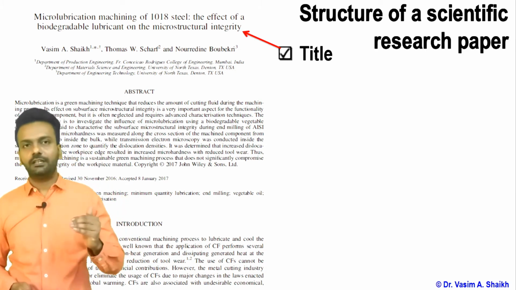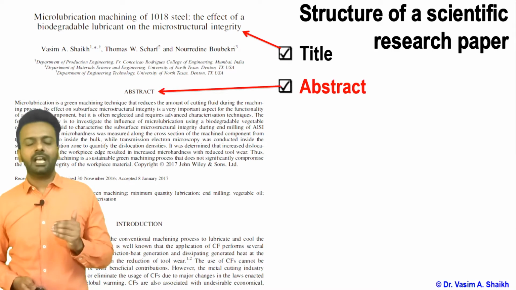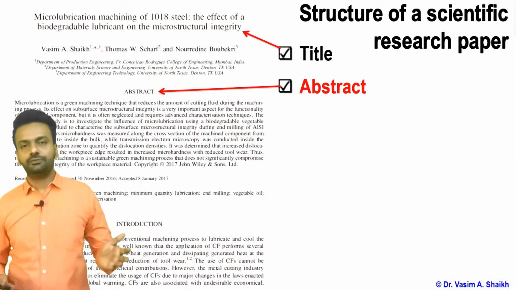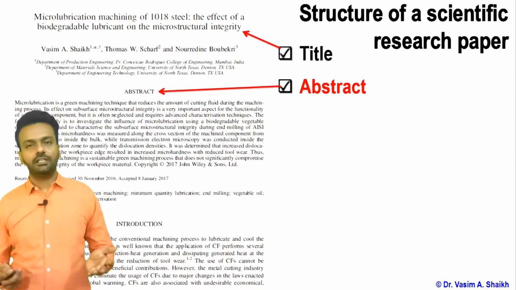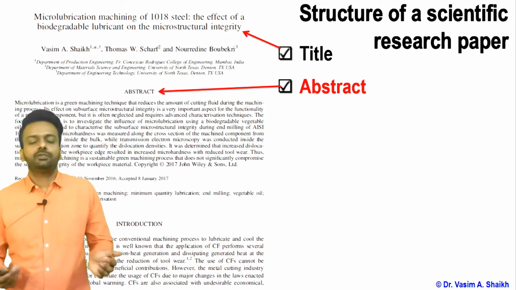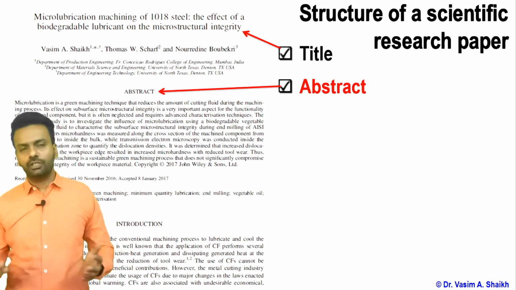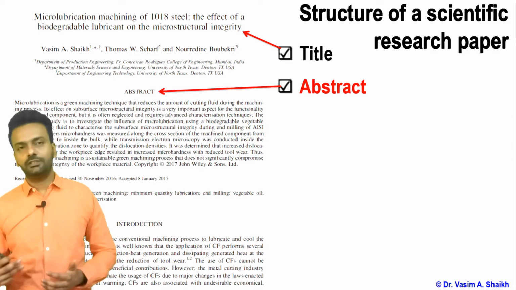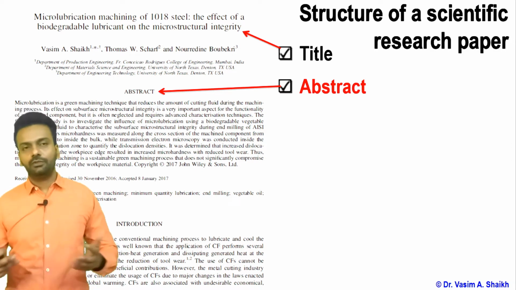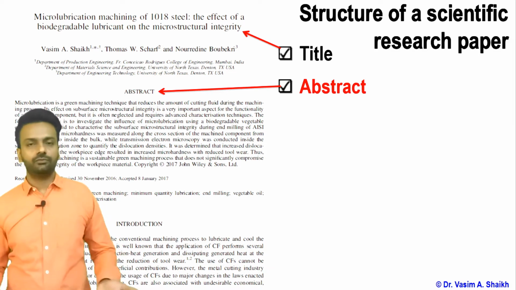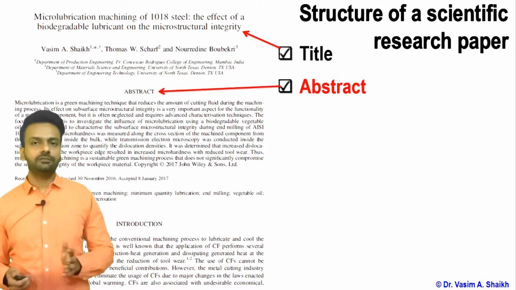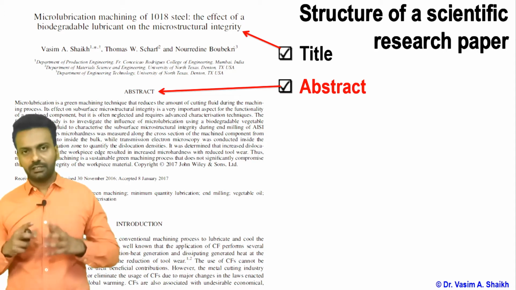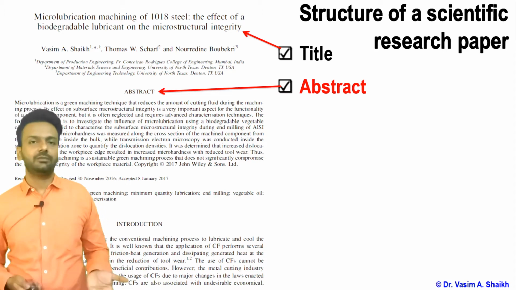So first comes the title, then the abstract. Based on the journal, there is a limitation for the abstract. Some journals say that it should not be more than 150 words. Some say that it should not be more than 300. Some say that it should be between 150 to 300. So each and every journal has its own limitation, its own rule that the abstract should not exceed such and such words. The abstract has most of the information from the introduction to the conclusion in a very concise, summarized manner. So that is the abstract.